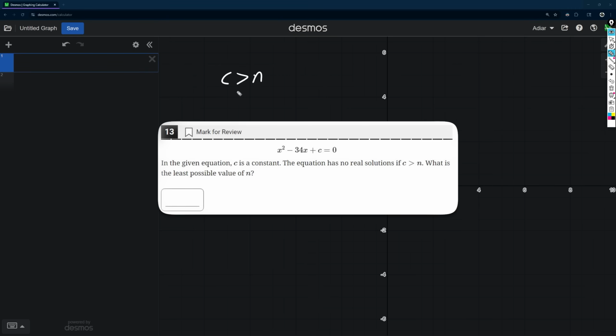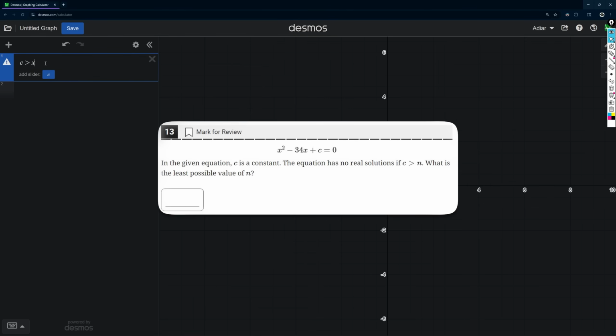Now, what's funny about this is that it means that n can be anything that's less than c. So, for example, let's pick any random number for c. Let's say c is 100. That means that n can be anything less than 100. And the problem is that the question is asking us for the least possible value of n, which means that really there is no bottom limit. There's no least possible value because n can be as little as you want.